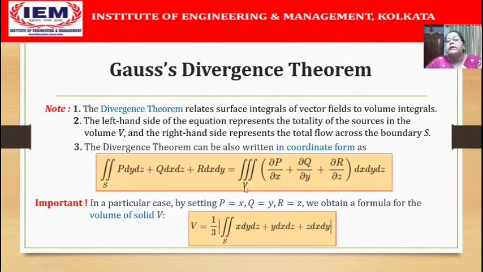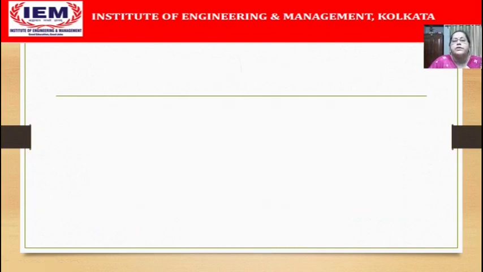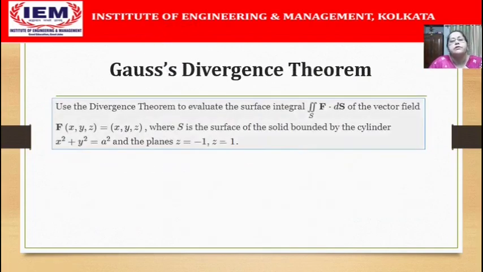So now the volume integral dx dy dz over this volume V will be given by 1/3 the surface integral of x dy dz plus y dx dz plus z dx dy. And of course, we remember that this triple integral dx dy dz over this volume V gives nothing but the volume of the entire solid V. Let us now proceed to see examples on Gauss's divergence theorem.